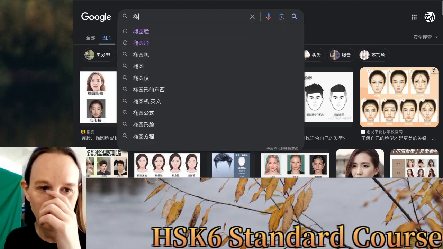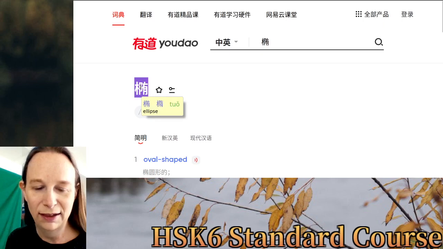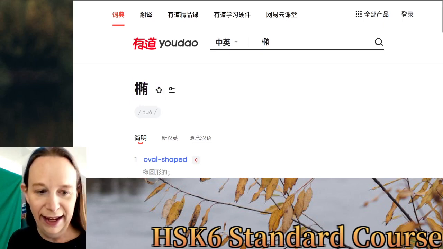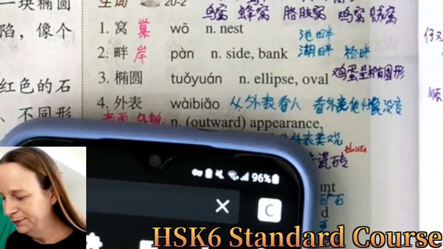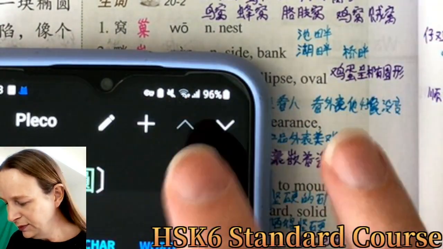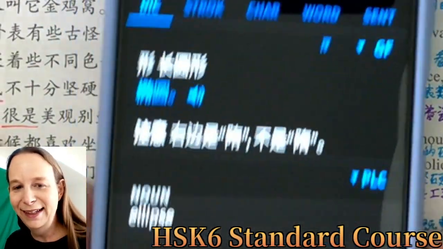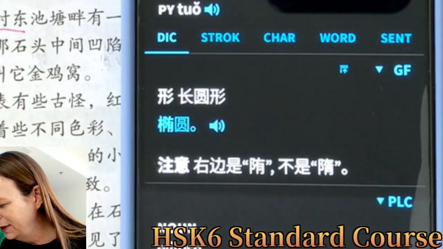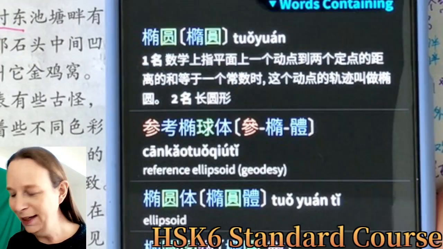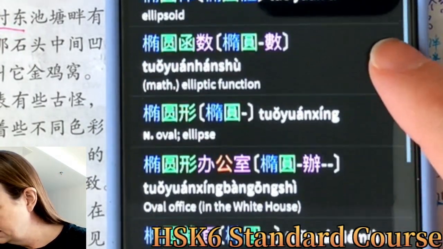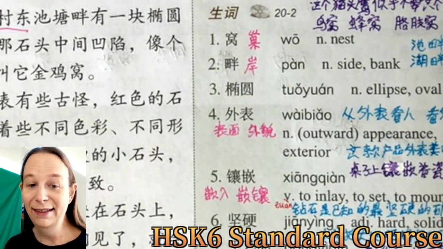Okay, what is this character? Is it used in any other words? No, it's ellipse. Okay. What do we need to know about this character? You know yuan, right? Yuan means circle. So what does tuo mean? Changyuan xing, a long circle. Long circle is an ellipse. Tuoyuan. Okay. So this is a special character that's been invented for the word ellipse, it looks like. Yeah, it means ellipse and nothing else. This character means ellipse and nothing else. Special character, this one.